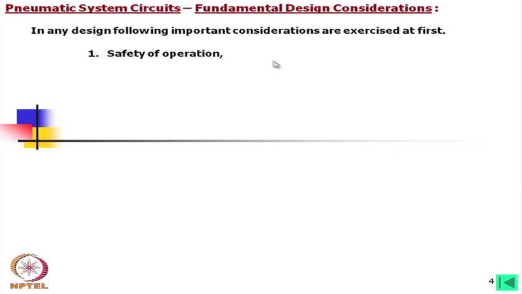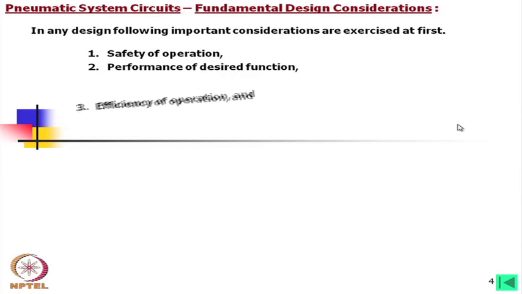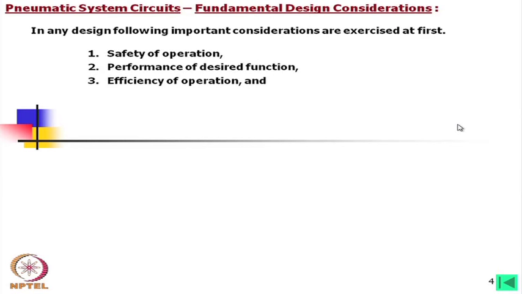Now, for designing such a circuit, first of all, we should consider safety of operation. Secondly, performance of the desired function. Thirdly, efficiency of operation. And last, the costs. All together we have to think about these while designing any system.